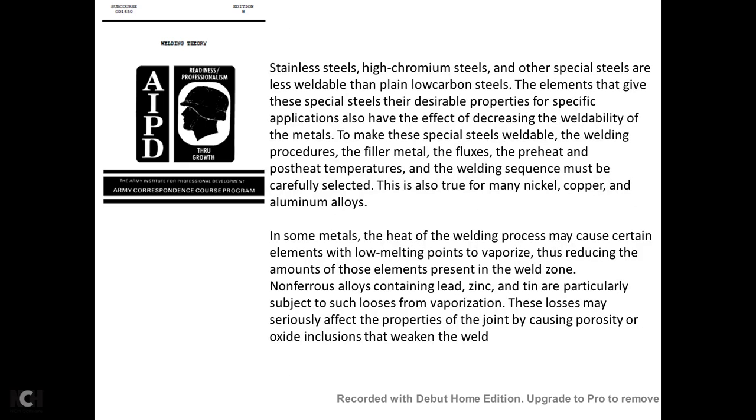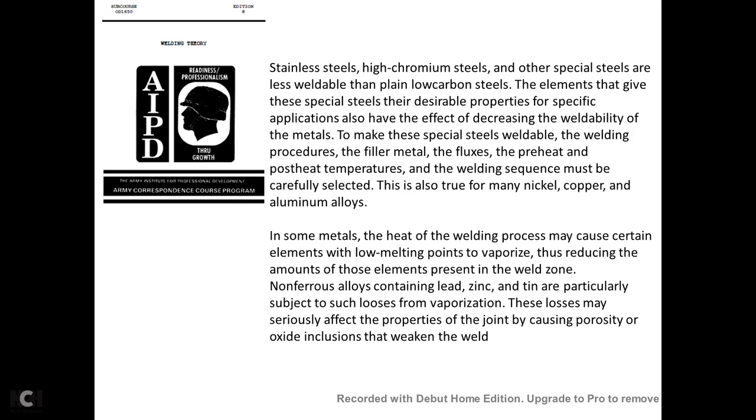Stainless steel, high chromium steels, and other special steels are less weldable than plain carbon steels. The elements that give these special steels their desirable properties for specific applications also have the effect of decreasing the weldability of the metals. To make these special steels weldable, the welding procedures, the filler metal, the fluxes, preheat and post-heat temperatures, and the welding sequence must be carefully selected.